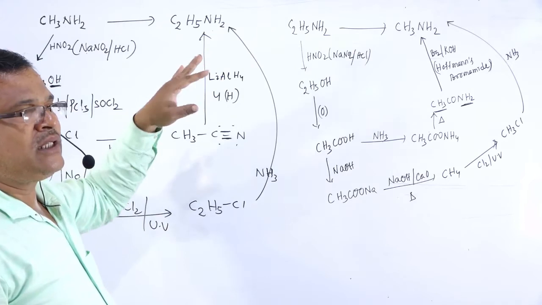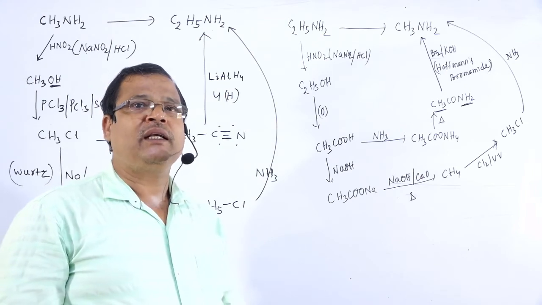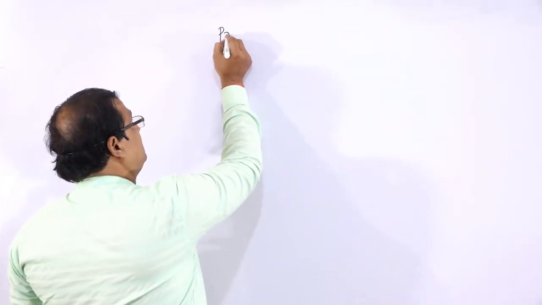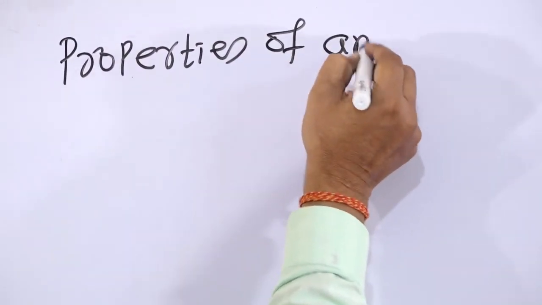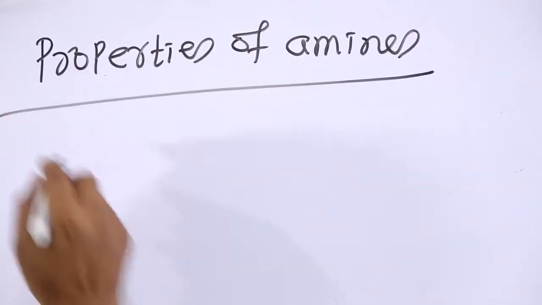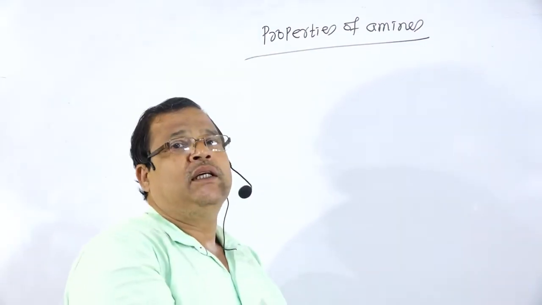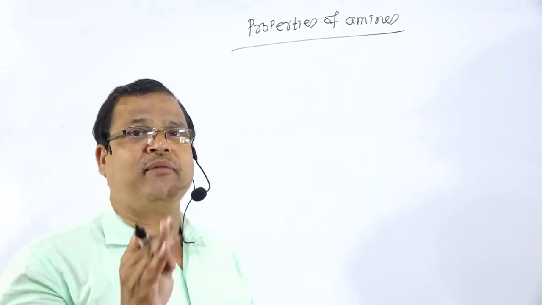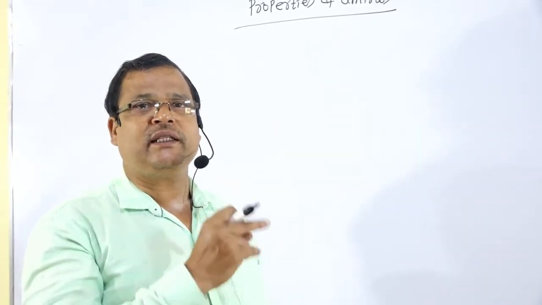Next we will discuss the chemical properties, or the chemical activities, of the aliphatic amines. Next, let's see the properties of the aliphatic amines. What are the different properties? We have to give certain examples where the different types of amines, that is primary, secondary and tertiary amines, can be distinguished.